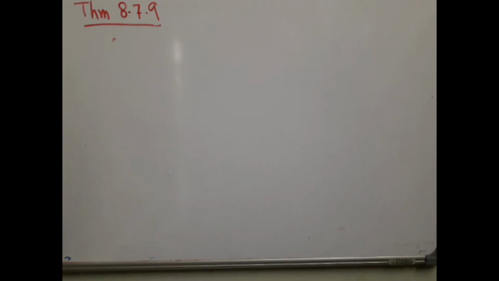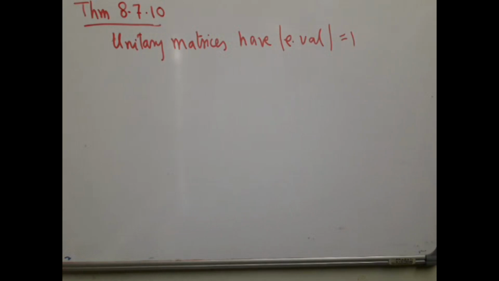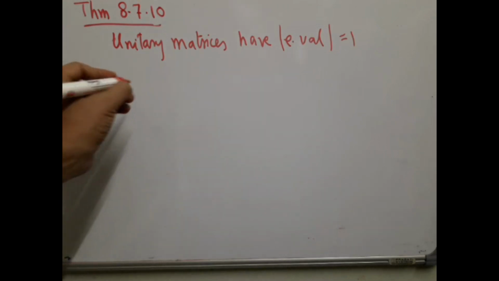It says that unitary matrices have eigenvalues with modulus equal to 1. For orthogonal matrices, this is very natural, because we know orthogonal matrices represent either reflection or rotation, and reflection and rotation cannot really change the length of anything. The same proof works here also.